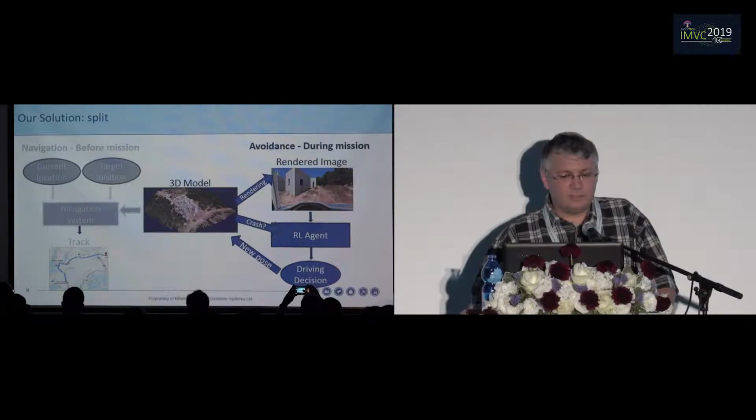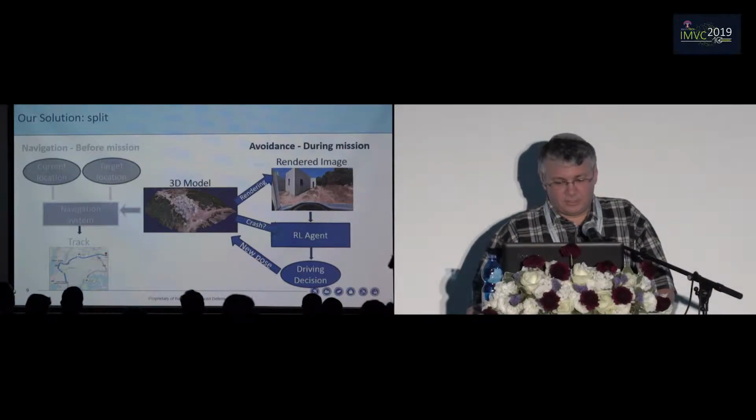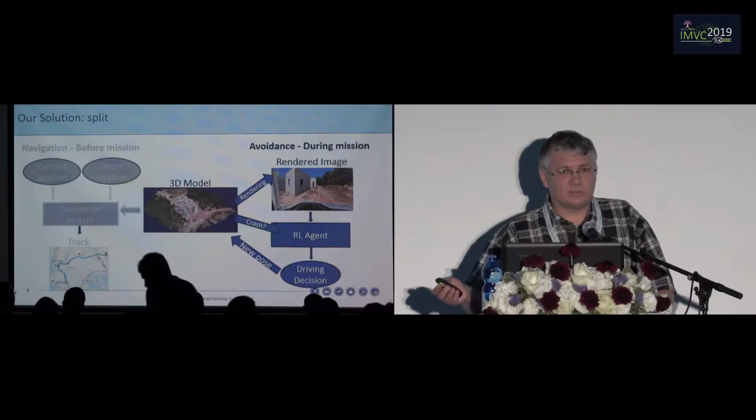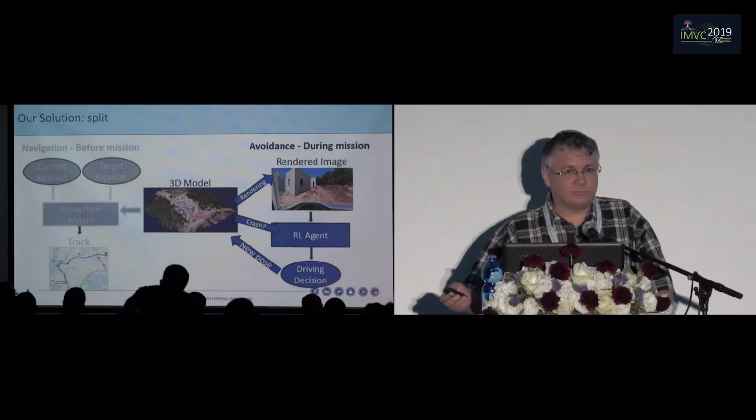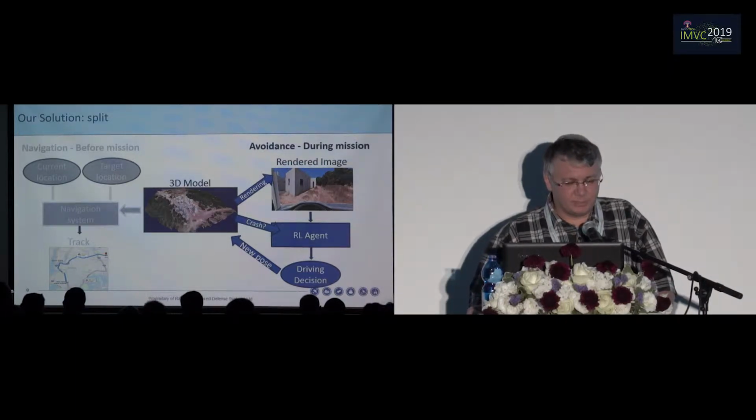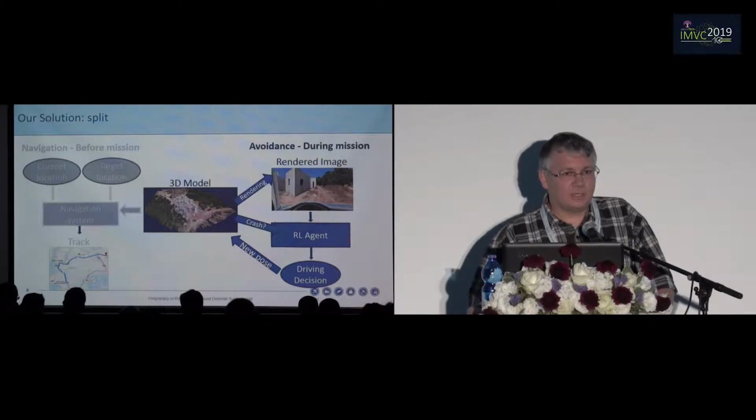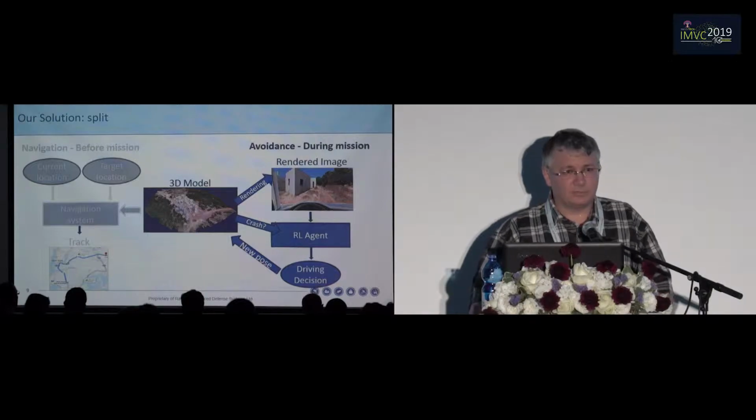At each iteration, the 3D model is rendered to the current location. The reinforcement learning agent takes this image and decides on an action, a driving decision. This, of course, puts it in another place, and we have to render the image again. And we can get a crash reward from the 3D model.